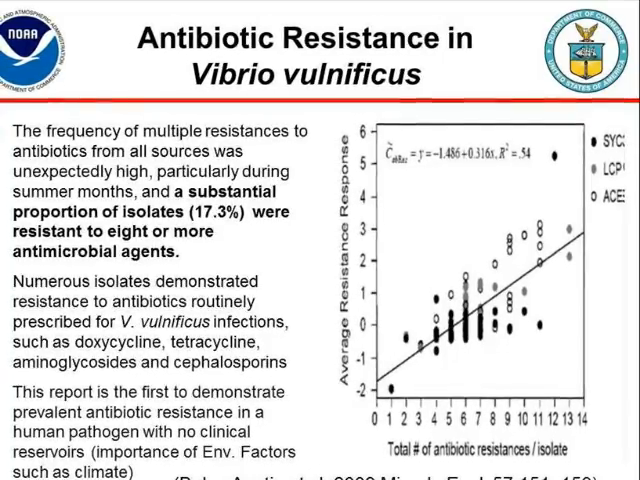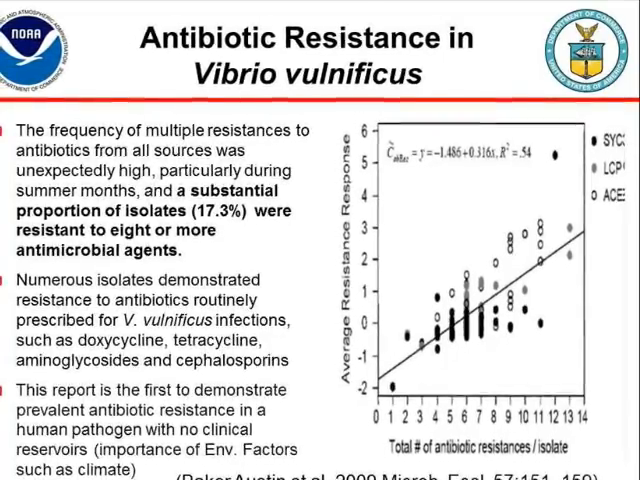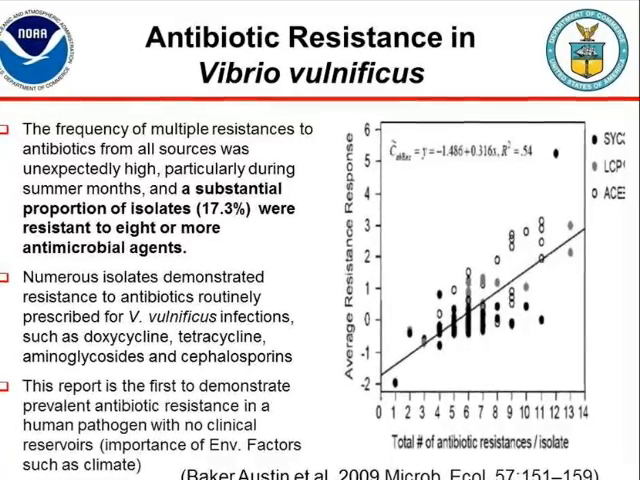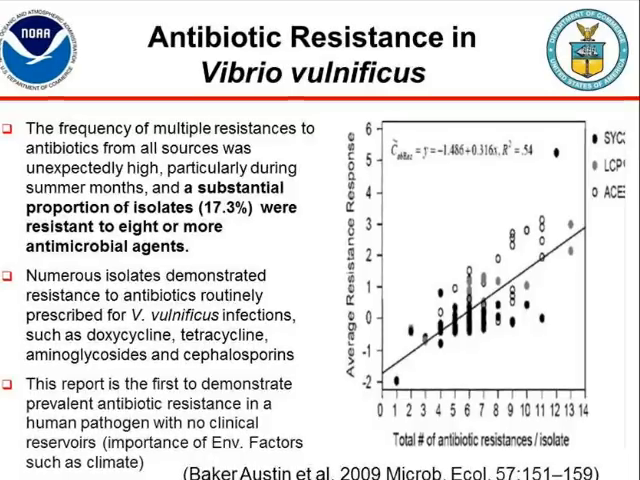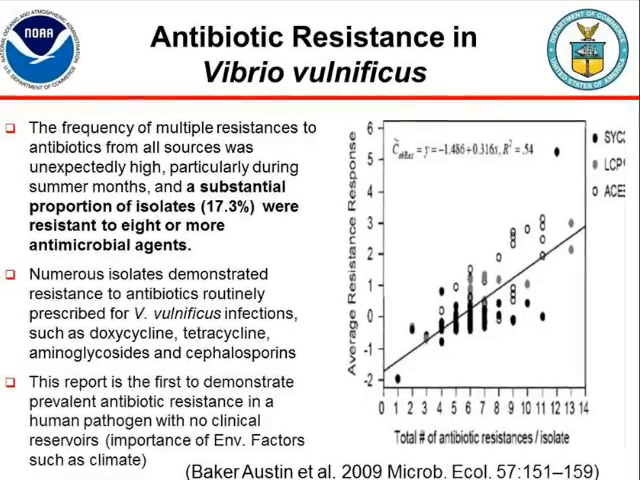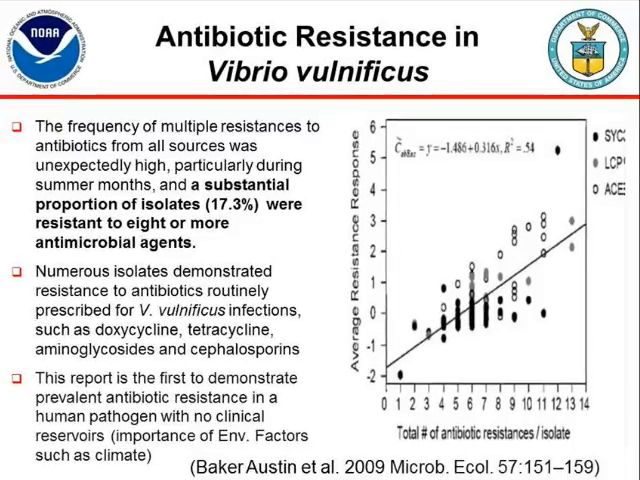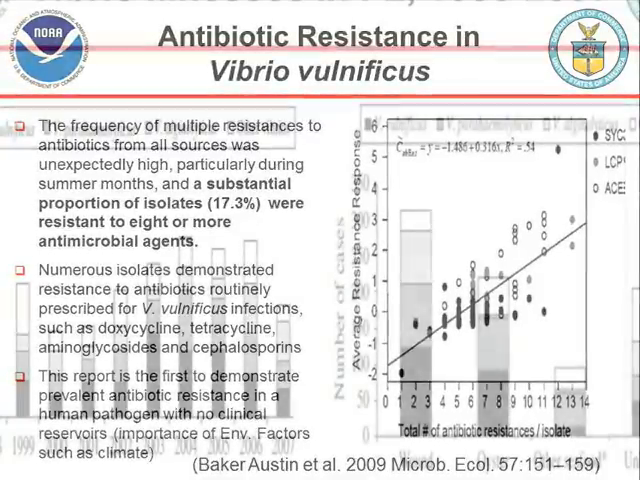And this suggests that the resistance we're seeing here in the Ace Basin may be manifest by climate change. So it is a much more complicated story when we talk about antibiotic resistance than just man-made pollution. Climate change plays a key role as well.